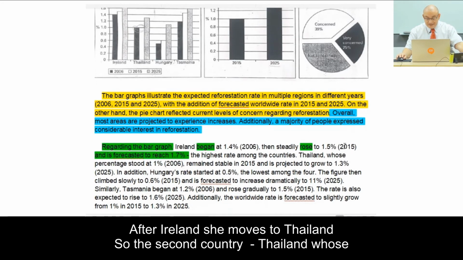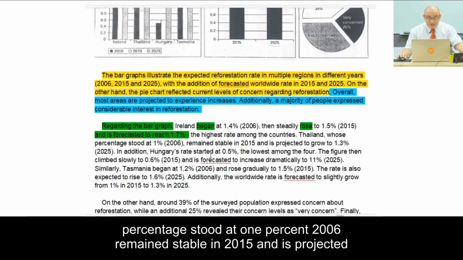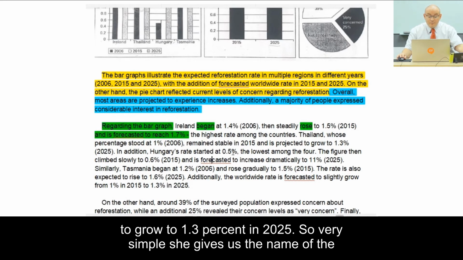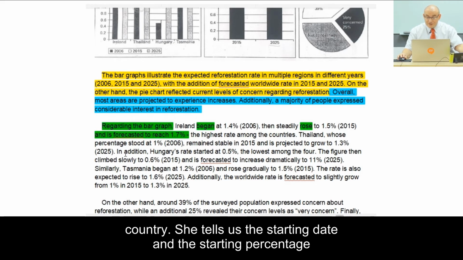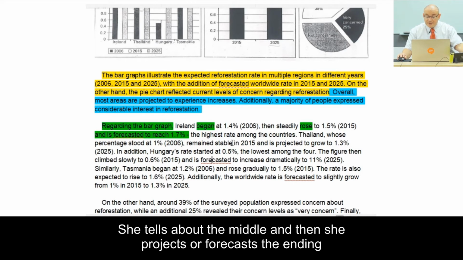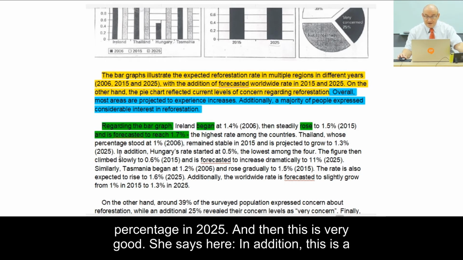After Ireland, she moves to Thailand. So the second country, Thailand, whose percentage stood at 1%, 2006, remains stable in 2015 and is projected to grow to 1.3% in 2025. So very simple. She gives us the name of the country. She tells us the starting date and the starting percentage. She tells about the middle, and then she projects or forecasts the ending percentage in 2025.